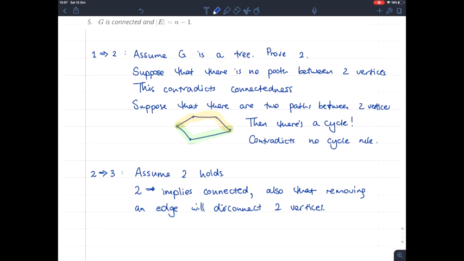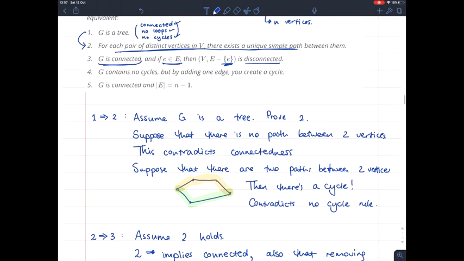So now we see that 2 and 3 are equivalent. So now we'd like to show that 3 implies 4. So we're going to suppose that we have a connected graph, which if we remove any edge becomes disconnected, and we want to show that our graph contains no cycles, but by adding one edge you create a cycle.